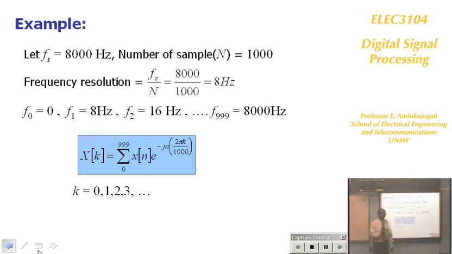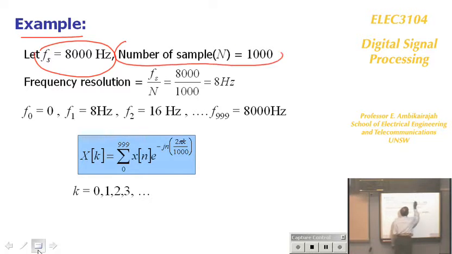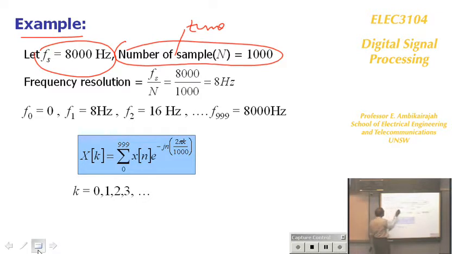Let's look at one example of how to calculate the frequency resolution and other things. Let Fs be the sampling frequency. Let the number of time samples be 1000. So the frequency resolution will be Fs, the sampling frequency, divided by N. So 8 Hertz is our frequency resolution.